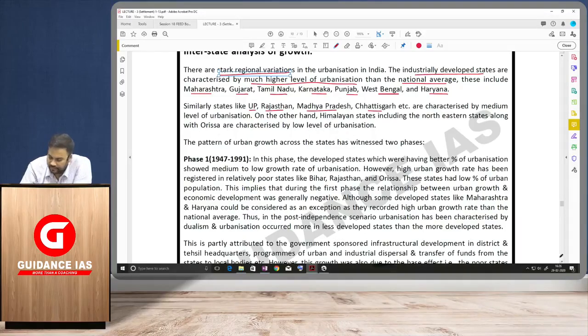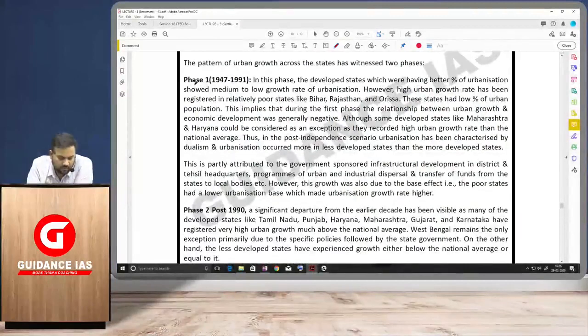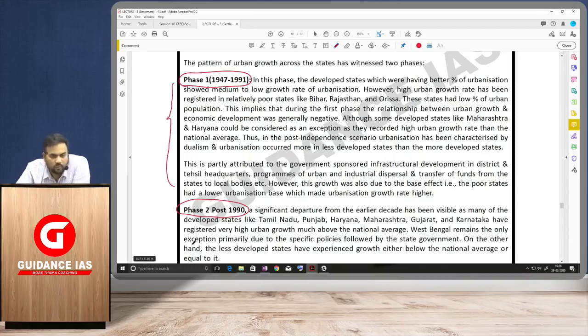So, we have seen this. If we talk about the pattern of growth, there are two patterns, phase 1 and phase 2: post-1991 and before that, since independence to the new economic policy, and post new economic policy. Now here, one very important thing: you tell me, in this phase, what was the model of development that we adopted? Can I say it was the Nehru-Mahalanobis model? In this period, the model of development that we adopted was the Nehru-Mahalanobis model.